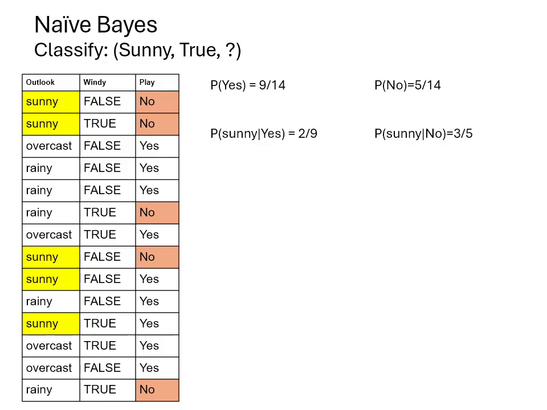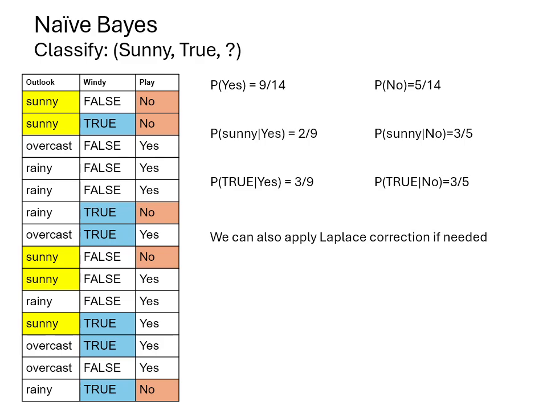Similarly, we find how many times the day was sunny out of all available 5 no's: 3 out of 5. In a similar way, we counted how many times windy was true out of all available 9 yeses, and counted how many times windy was true out of all available 5 records with the class no. We can also apply Laplace correction if required.